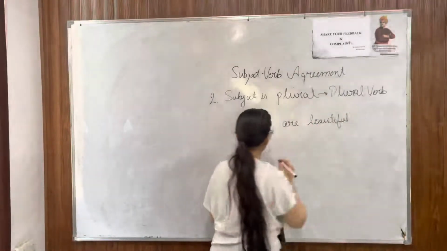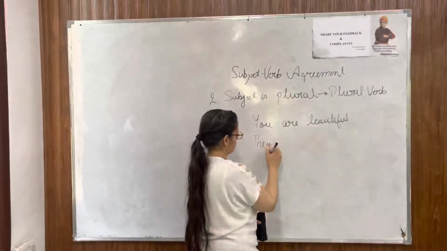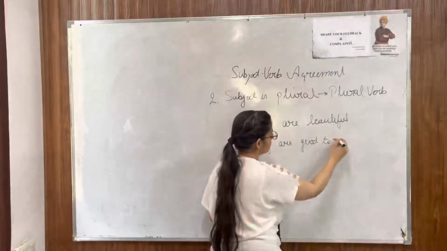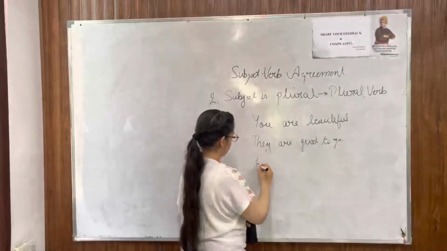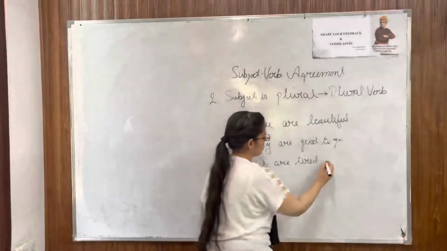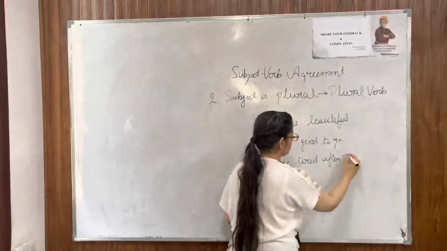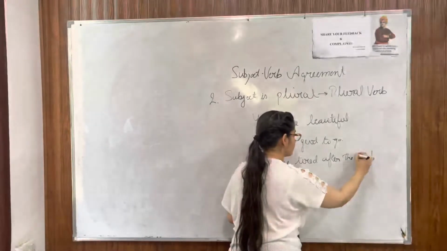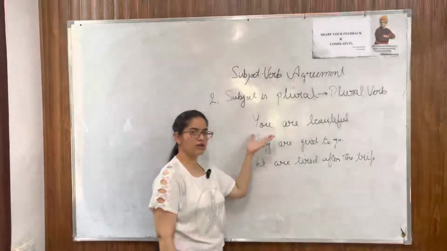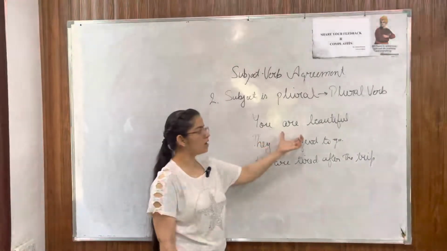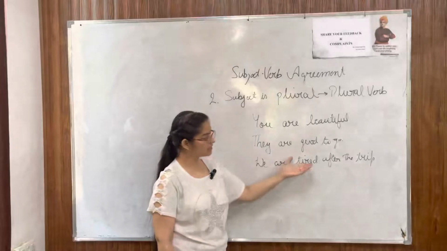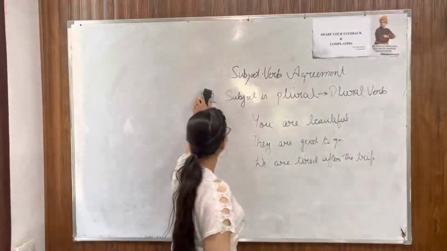Okay, let's take more examples. They are good to go. We are tired after the trip. Okay, so subject we have you. It is considered as plural whether you're talking to one person or many. So you are beautiful, they are good to go, and we are tired after the trip.